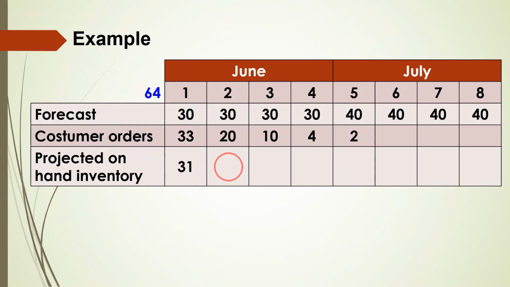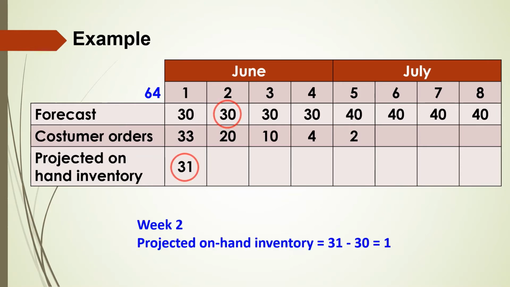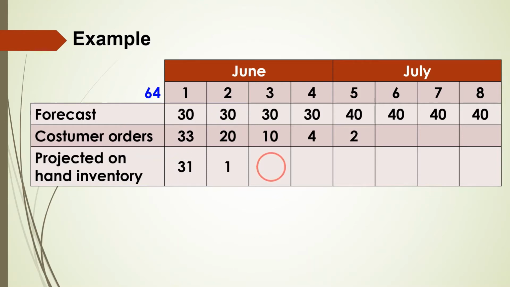For the second week, projected on-hand inventory equals projected on-hand inventory of week 1 minus the larger of forecast and customer orders. Because forecast is larger than the customer orders, the forecast amount is used. Thus, for the second week, we obtain projected on-hand inventory equals 31 minus 30 equals 1. For week 3, projected on-hand inventory equals projected on-hand inventory of week 2 minus the larger of forecast and customer orders. Because forecast is larger than the customer orders, the forecast amount is used.